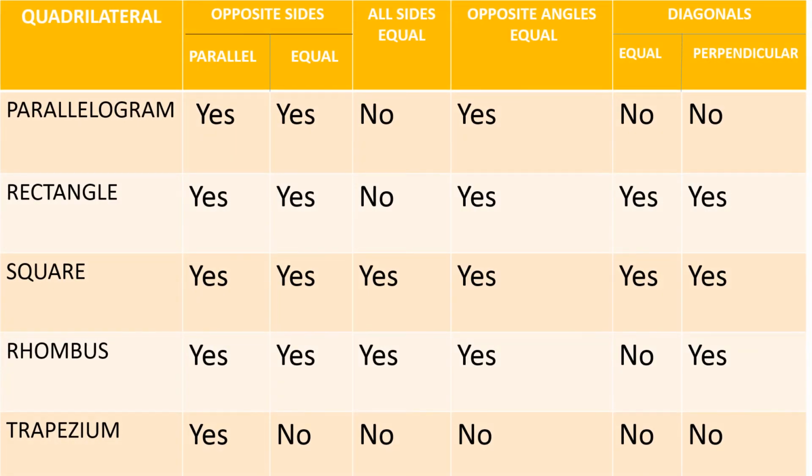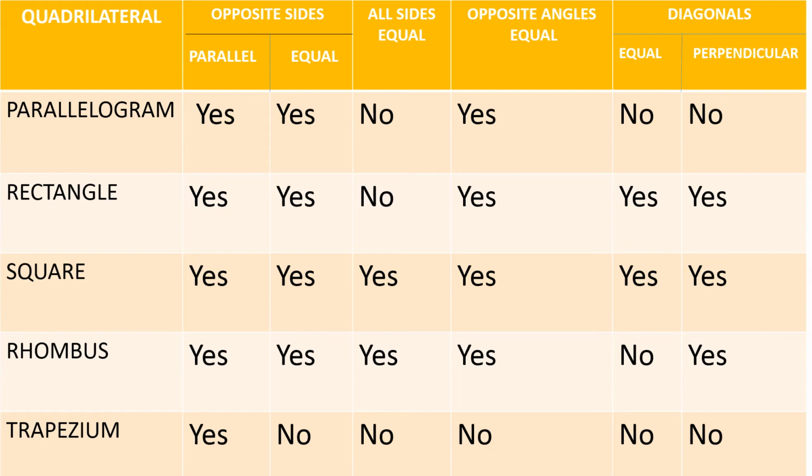Now, properties of quadrilateral. In quadrilateral shapes, we will discuss how the sides and angles behave. So what are the properties of quadrilateral? Here, the parallelogram has opposite sides parallel and equal. All sides are not equal, and opposite angles are equal in a parallelogram. Diagonals are not equal, and diagonals are not perpendicular to each other.